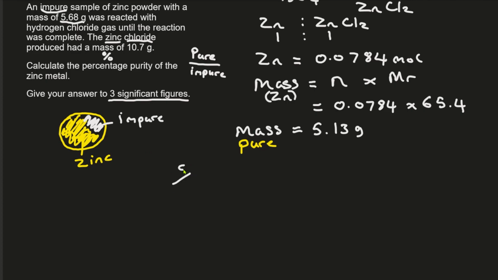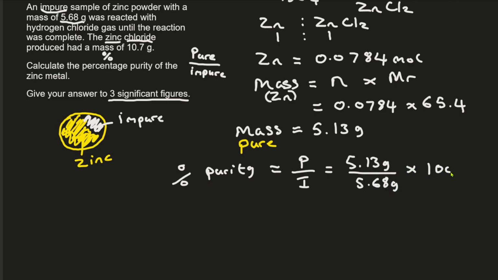So percentage purity, the last part then, equals the pure divided by the impure, which is 5.13 grams divided by 5.68 grams. Times that by 100 because we want to get a percentage. And our answer is 90.31%, and so on.